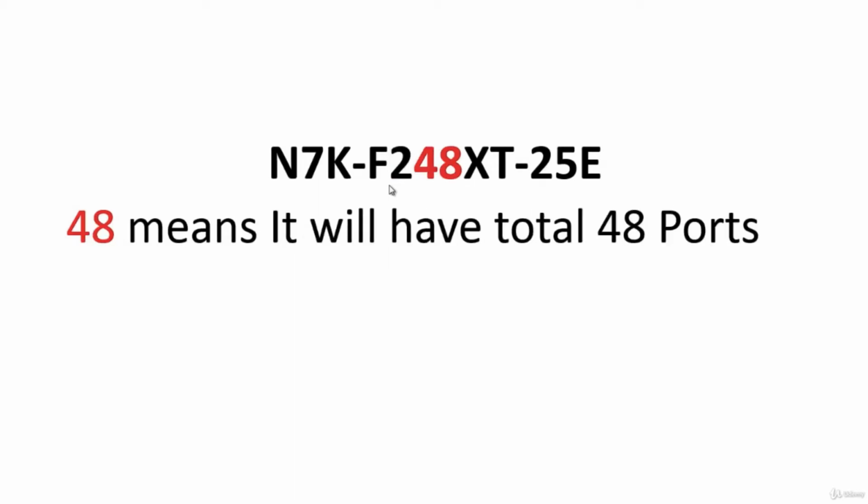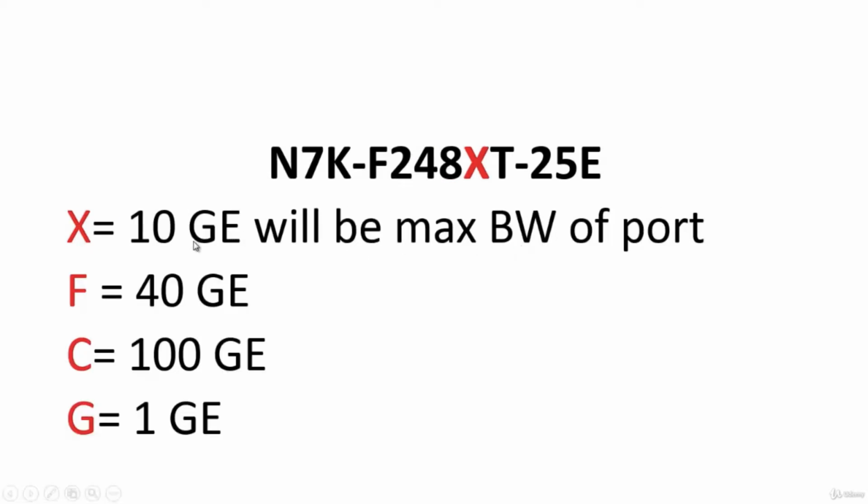Now let's talk about 48. What does this 48 mean? It means it will have a total number of 48 ports. Total ports will be 48. What is this X? So X means 10 GE. If it was F, 40 GE, C means 100 GE and G means 1 GE. Point to note is that one line card can have both kinds of ports, like 10G and 40G or 40G and 100G in the same line card. Alright, so the largest one will be considered. In case of 40/100, there would have been C. But right now in this naming convention, X means 10 gigabit Ethernet.